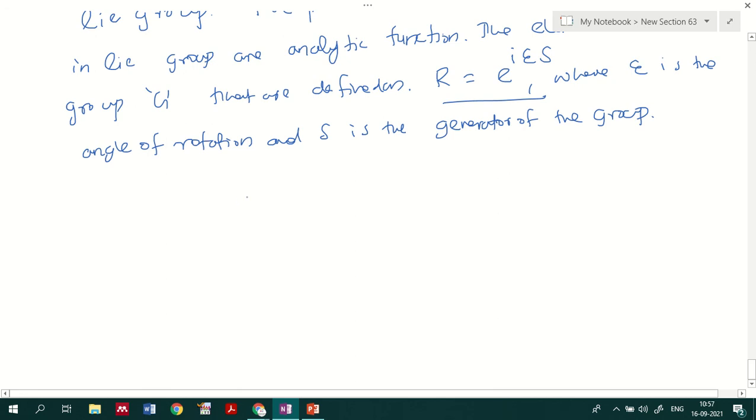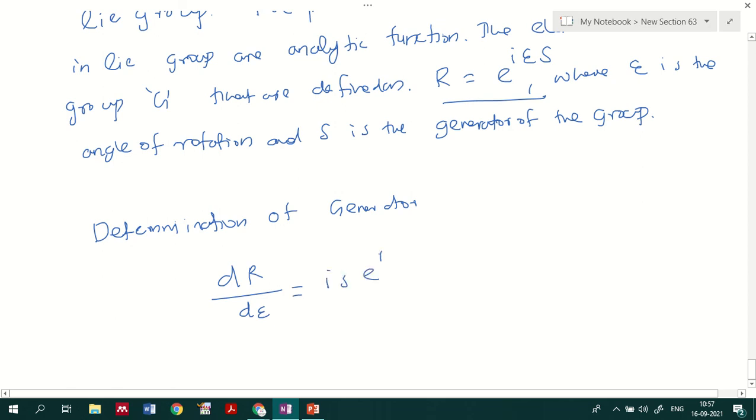So in order to find the determination of the generator value, we can do dR by d epsilon, which is equal to e raised to I epsilon s. If epsilon tends to 0, that is, the angle of rotation tends to 0, then dR by d epsilon at epsilon equal to 0 is equal to what?